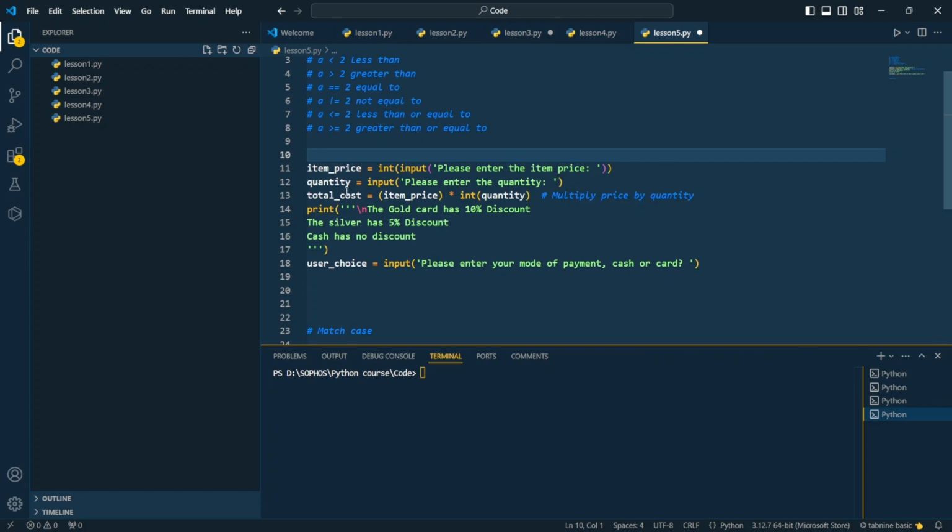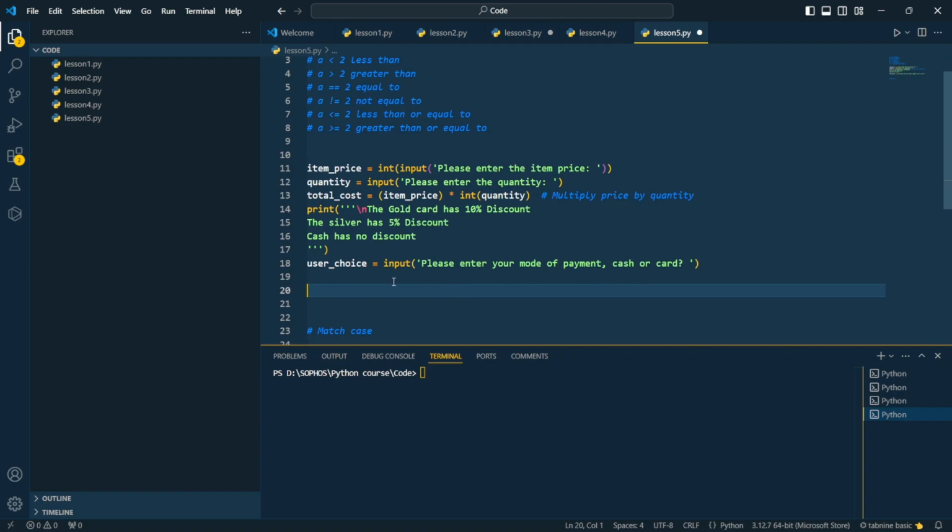And then this is also asking the user about the quantity, how many items have you bought. And then this is calculating the total price. Then we are printing three lines, saying the gold card has 10% discount, silver has 5%, cash has no discount. And then we're asking the user, how do you wish to proceed with the payment, cash or card?